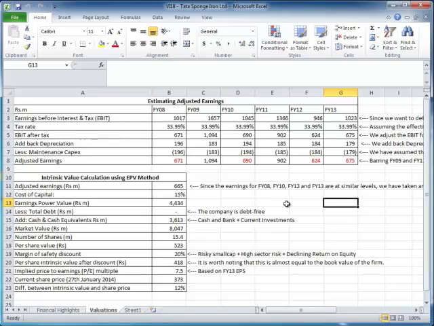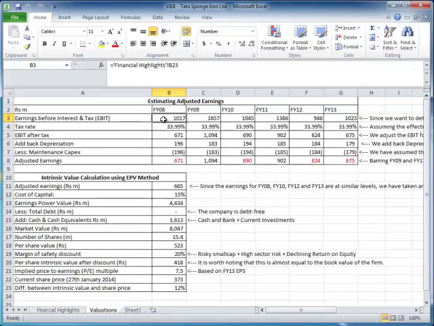Tata Sponge Iron Limited valuations. Now we're in the second tab of the Excel sheet, and this is the tab on valuations. The first thing we're doing is calculating adjusted earnings.